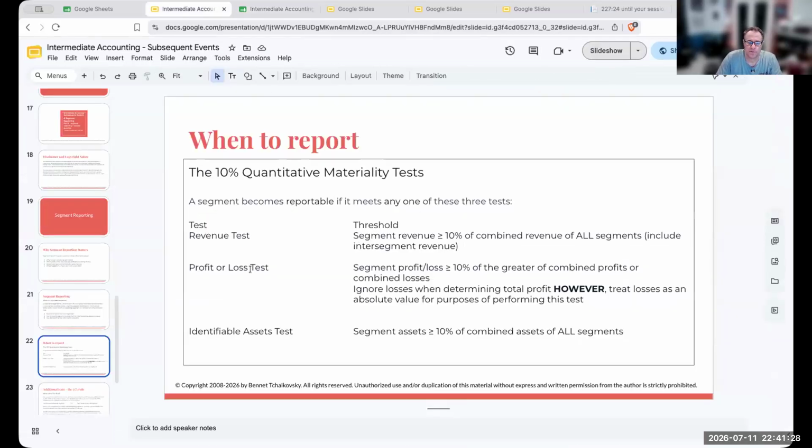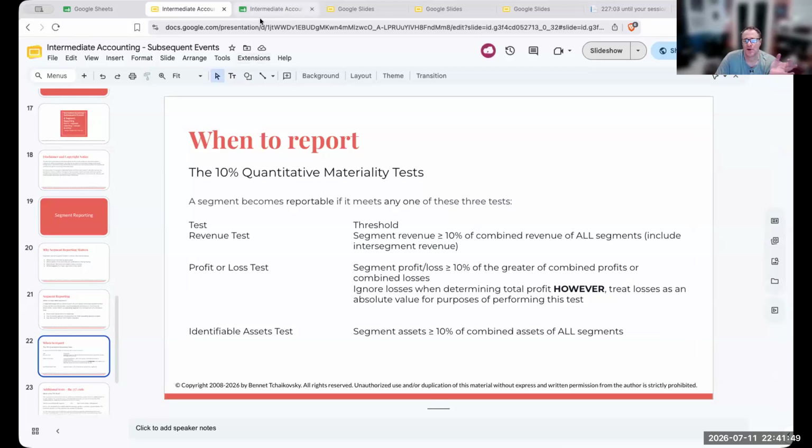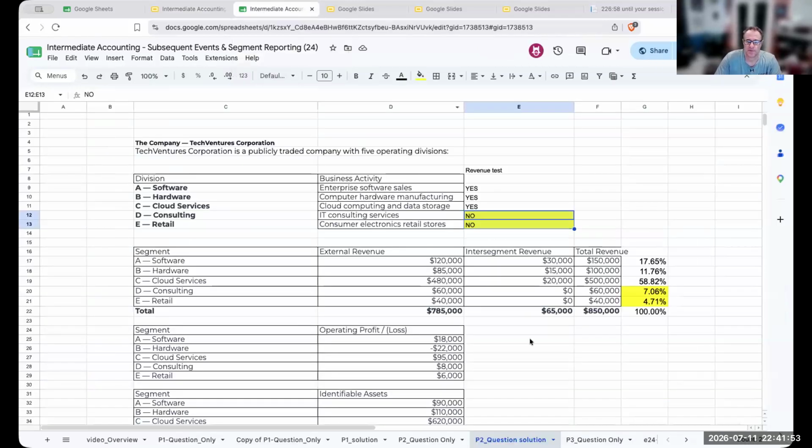We're going to run this through a profit or loss test. The segment profit or loss is greater than 10% of the combined profits or combined losses. However, what's really important about this particular test is that we ignore the losses when determining the total profit. But when we look at losses, we look at them on an absolute value basis. Let's see what that really entails.